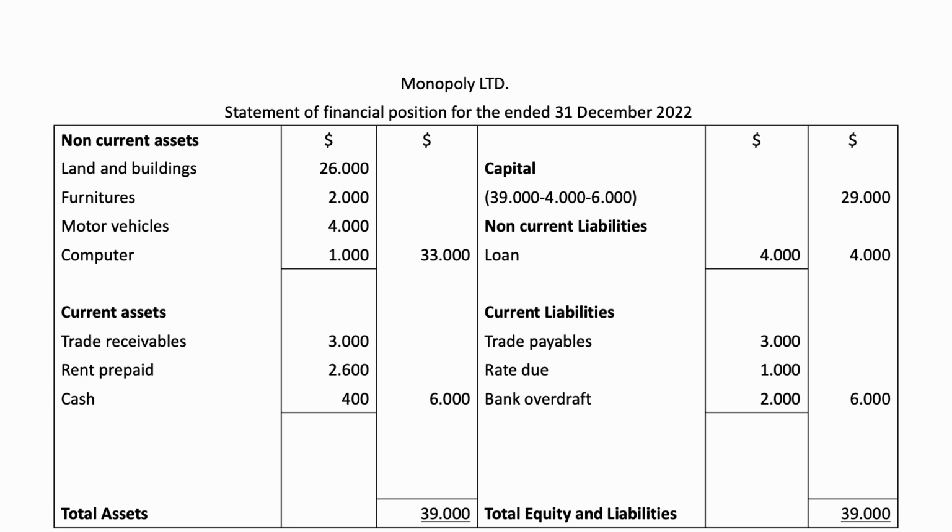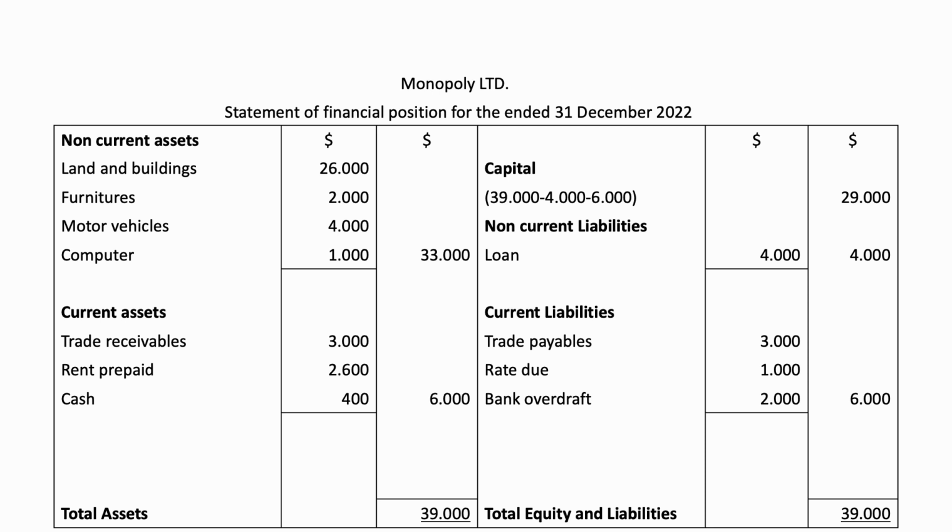On the left side of balance sheet is the assets section, and I have summed the total amount of non-current assets, which is $33,000, and the total amount of current assets, which is $6,000. And then I found the total amount of assets, which in that case is $39,000. On the right side of balance sheet is the capital and liability section.